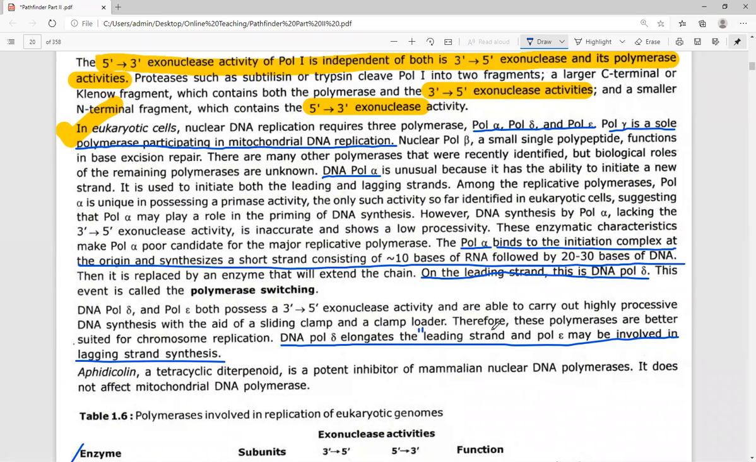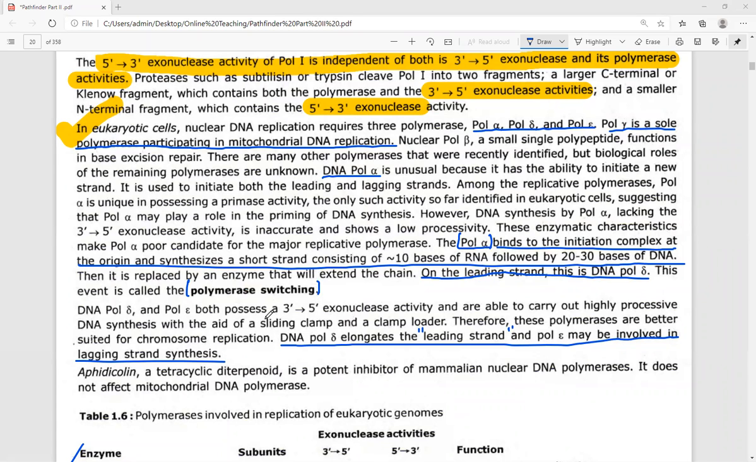The replacement of the alpha DNA polymerase with delta DNA polymerase is referred to as polymerase switching. So what does polymerase switching refer to? The replacement of one polymerase with another polymerase, in which one DNA polymerase is replaced with another DNA polymerase. This mechanism is referred to as polymerase switching.